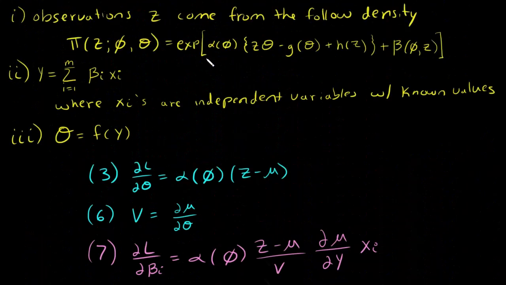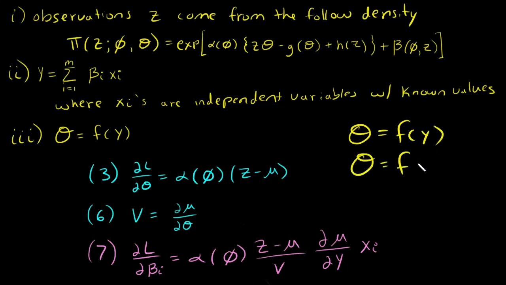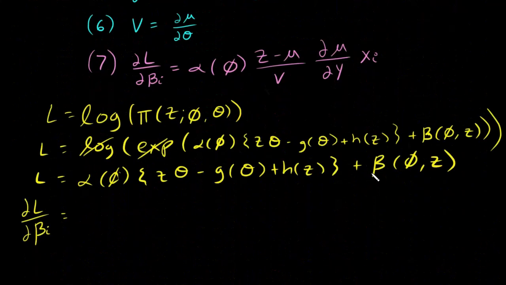Well, let me go back up. Let's remember, what is beta? Beta is contained in y, right? Y is, in other words, a function of beta. Also, theta is a function of y. So if theta, let me write this here, theta is a function of y, so theta is also a function of beta. Right? I could plug in for y. Okay? And I would see that theta is a function of beta. But phi is not a function of beta. Only theta is.